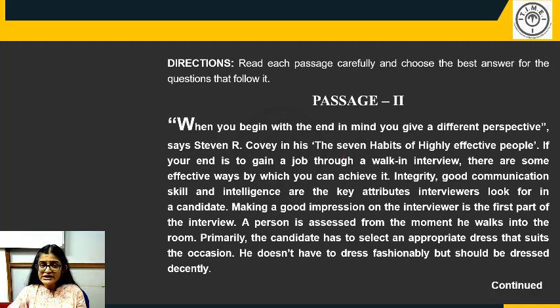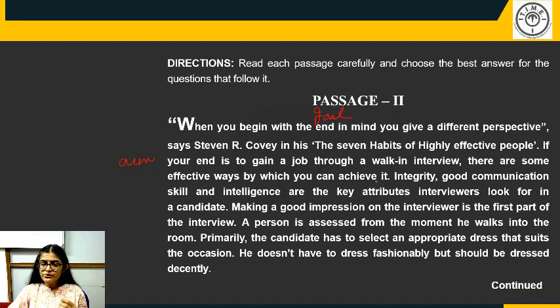If your end is to gain a job through a walk-in interview, if your end means aim, okay? Here end doesn't mean the end of something. End means the final aim, goal. We can call it goal also. Okay, so if your end is to gain a job through a walk-in interview, there are some effective ways by which you can achieve it.